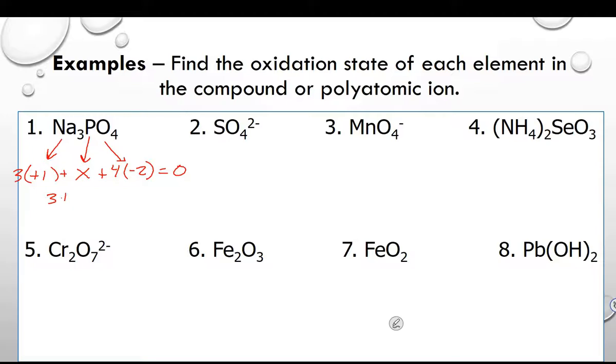Oxygen is a negative 2. So I have to know each individual charge. Would you take a minute and try and figure out the charges for all the rest? And I'm going to reload this and see if I can make it be happy.